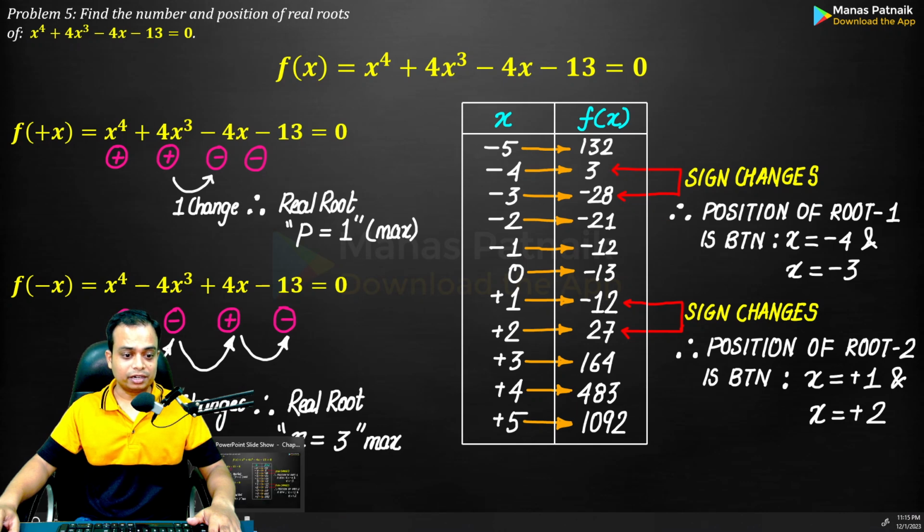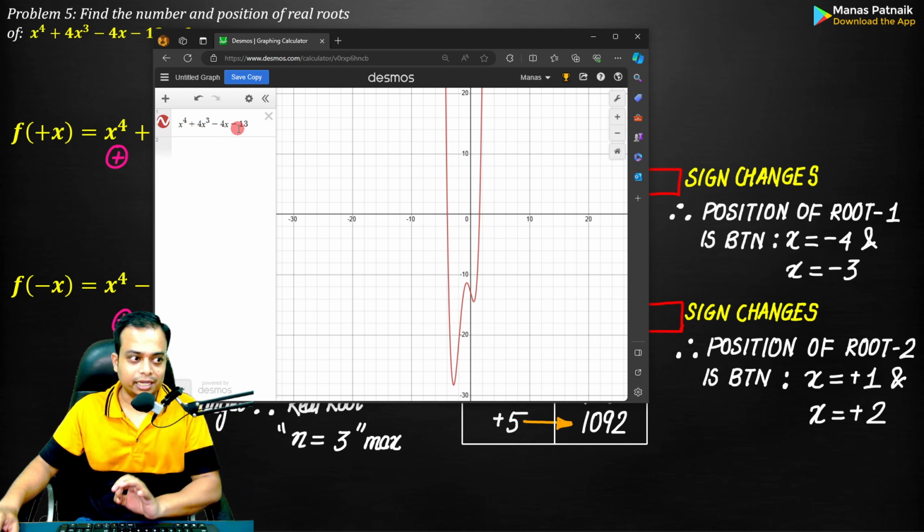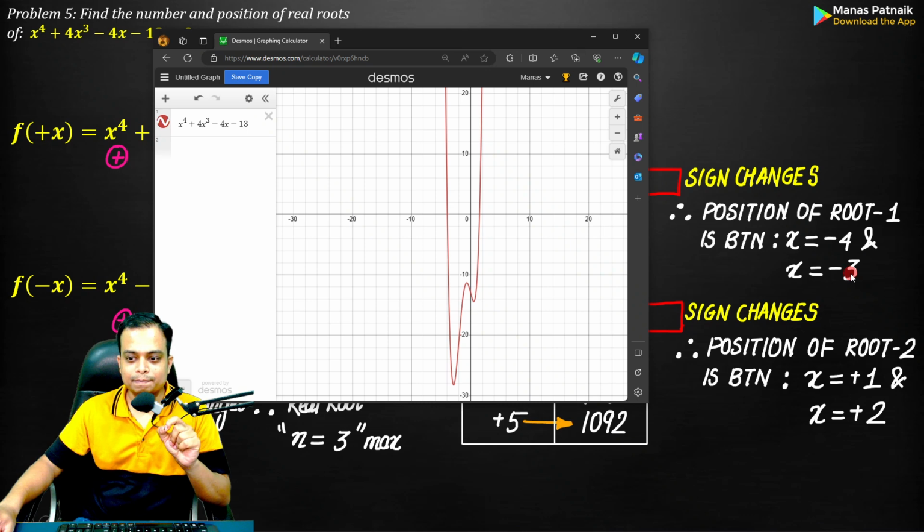Watch. So I've written down the function. Let me show that to you. Here it is, and this is the plot: x to the power 4 plus 4x cube minus 4x minus 13 equals 0. That's your function, right? One root is between -4 and -3, while the other root is between +1 and +2. Remember, -4, -3 and +1, +2.